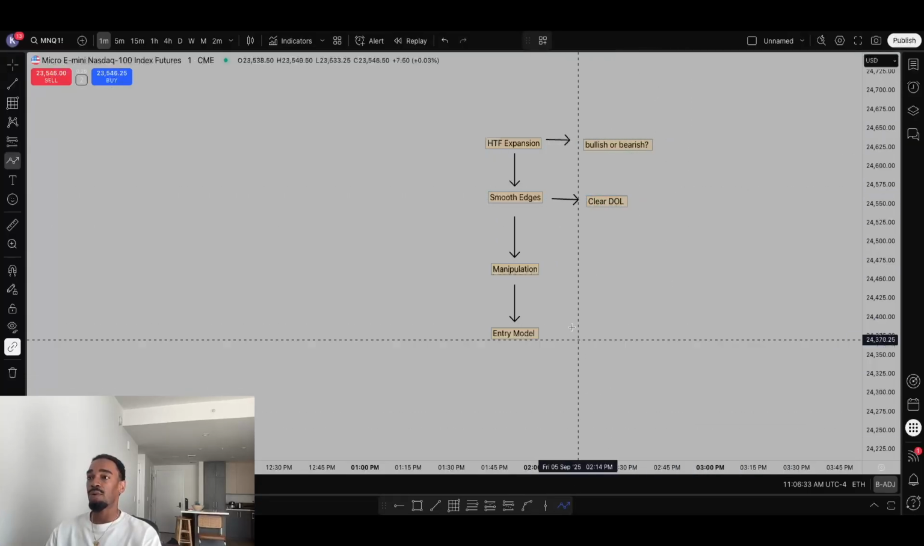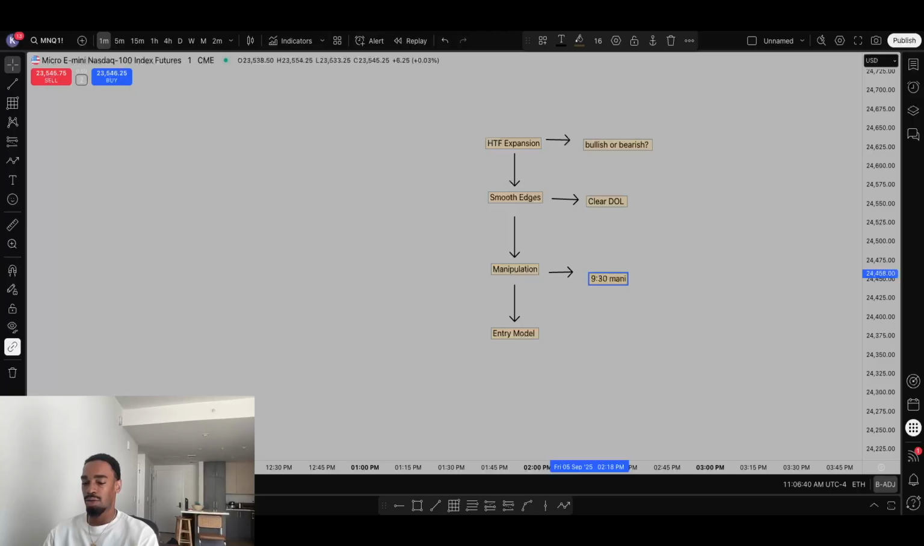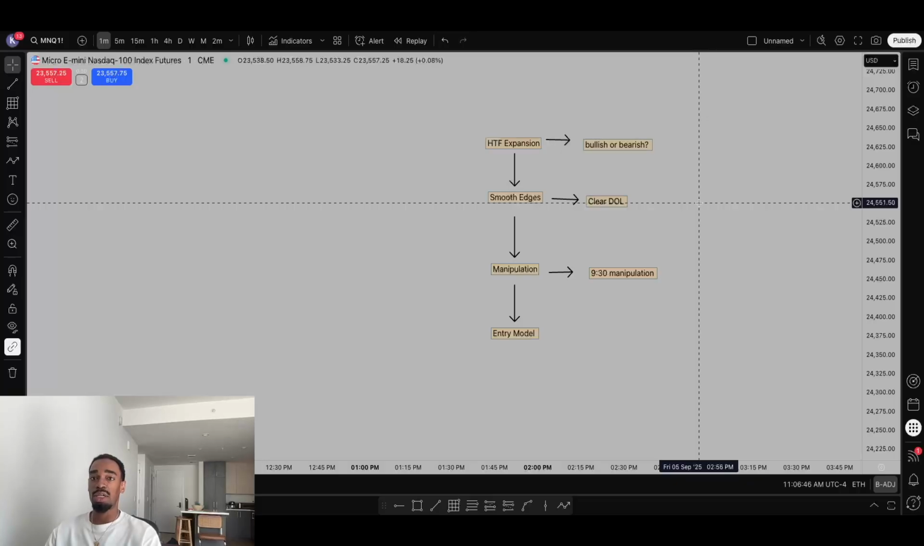Then following that, we want to see manipulation at 9:30. At 9:30, we want to see a manipulation in the opposing direction of the draw on liquidity. So if we're bearish, we want to see a sweep of buy side first. And if we're bullish, we want to see a sweep of sell side first.